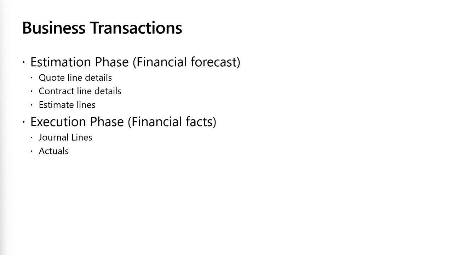So when we look at a project from an estimation phase perspective, whenever we are creating quote, contract, or estimate lines, they are considered the financial forecast for a project, or we can also link them to the estimation phase. And then once transactions are occurring on the project, that becomes the financial facts, or we can also classify them as the execution phase.